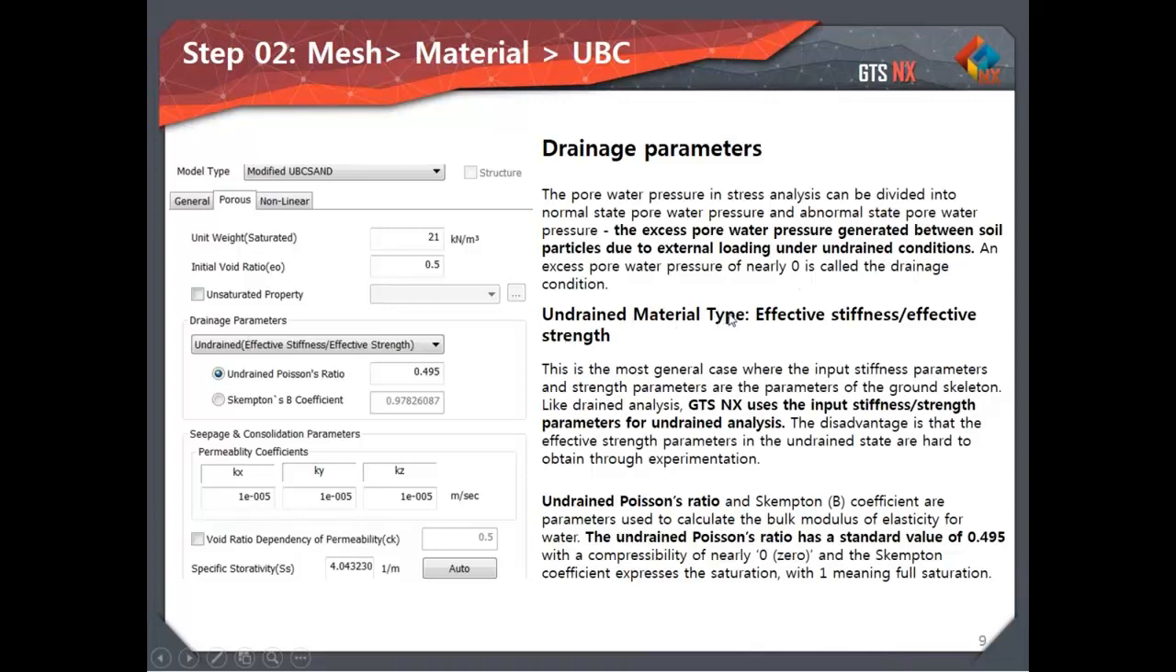And for the analysis we'll be doing today, we will select the method effective stiffness, effective strength. This is the most general case for this kind of undrained analysis. And for that, there are 2 options for defining the behavior. So the standard value that we recommend for the Poisson's ratio is to just use the Poisson's ratio option at this value, 0.495.